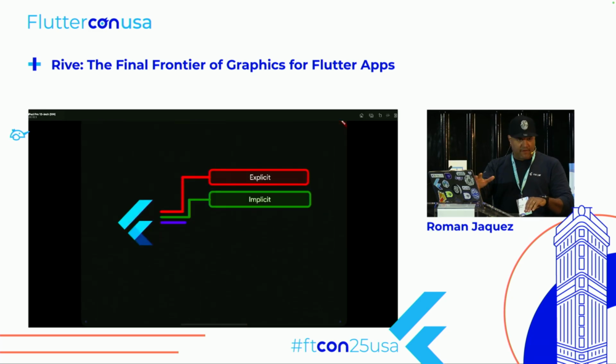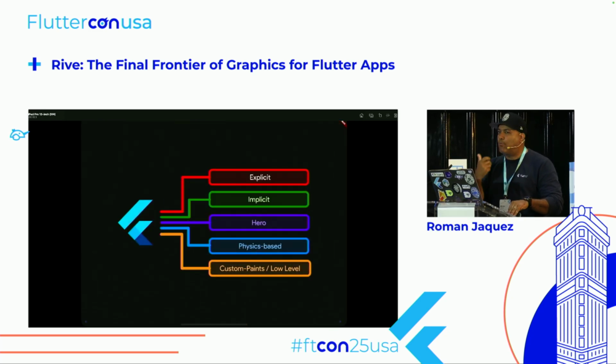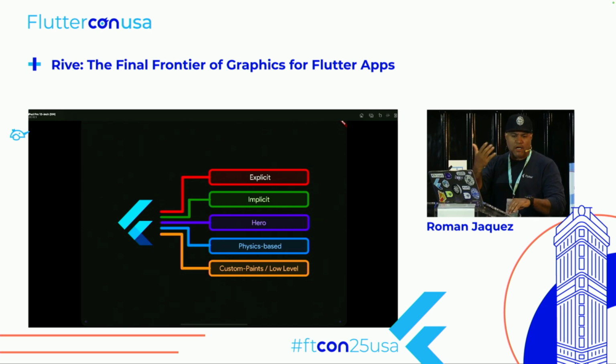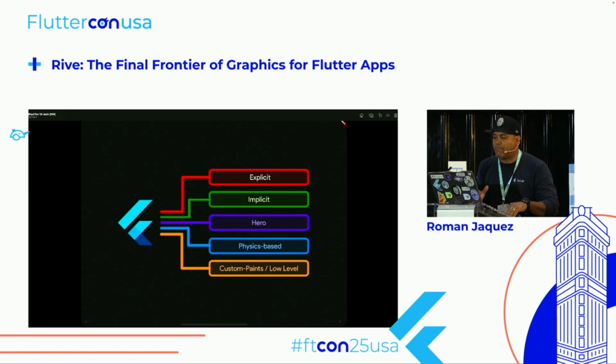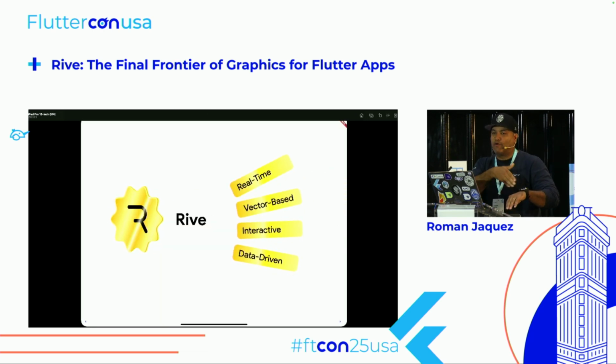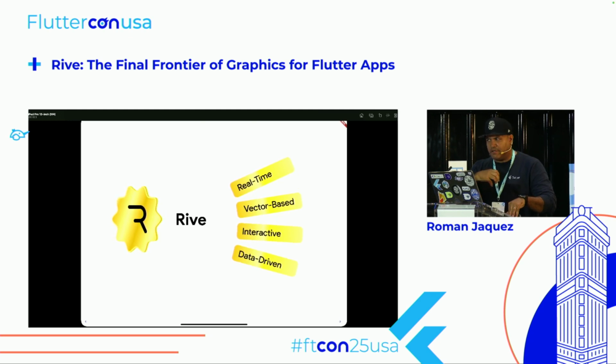Some of us know about Flutter and how powerful the built-in Flutter animations are. For example, you could do explicit animations, implicit animations. You could use hero animations, physics-based animations. You could do custom painter, and all of those are very powerful. But while robust, they can be time-consuming for complex, intricate designs. And you see, I already moved my hand. They are often very repetitive and require a lot of manual coding.